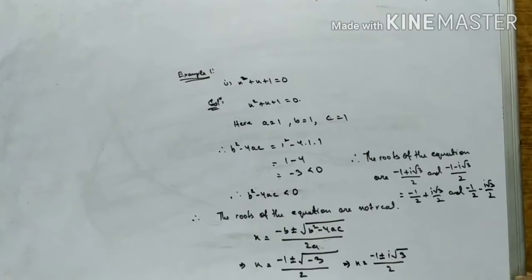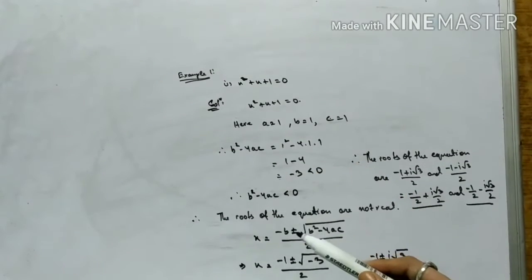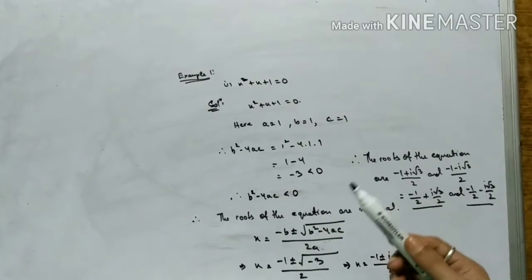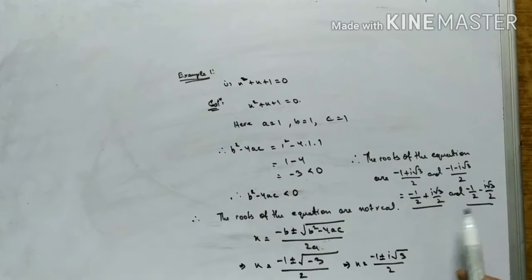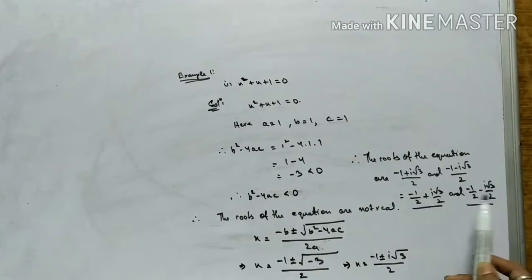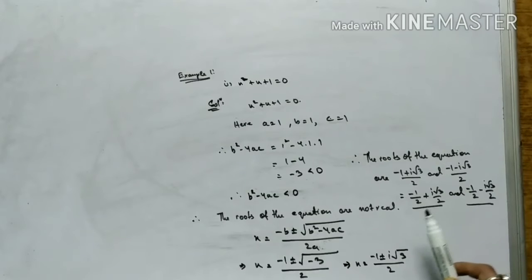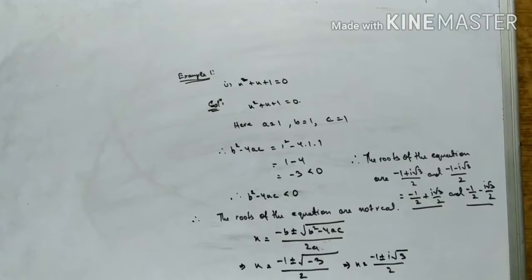If you look nicely, you see these two are complex numbers. Understand? When the roots of the quadratic equation are not real, then the roots will be complex numbers. You can consider this as alpha and this as beta. The two roots are conjugate of each other. Yes, the conjugate of this is this and the conjugate of this is this. They are conjugate of each other. Okay, so next.